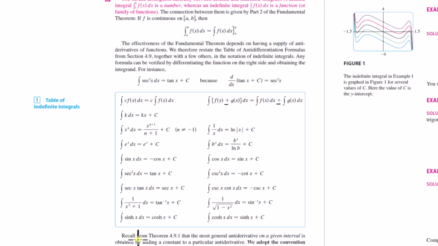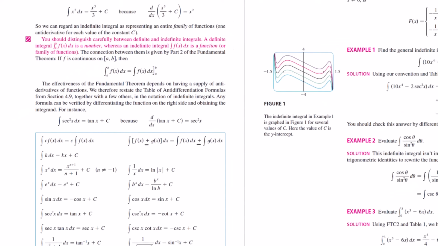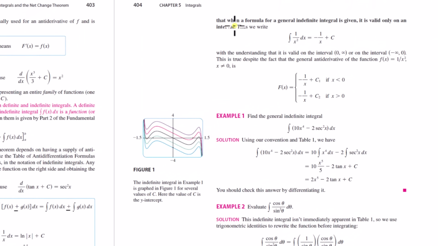All right, so it says, recall from theorem 4.9.1 that the most general antiderivative on a given interval is obtained by adding a constant to a particular antiderivative. We adopt the convention that when a formula for a general indefinite integral is given, it is valid only on an interval. Thus, we write... so, yeah, to me, this is fancy math talk.